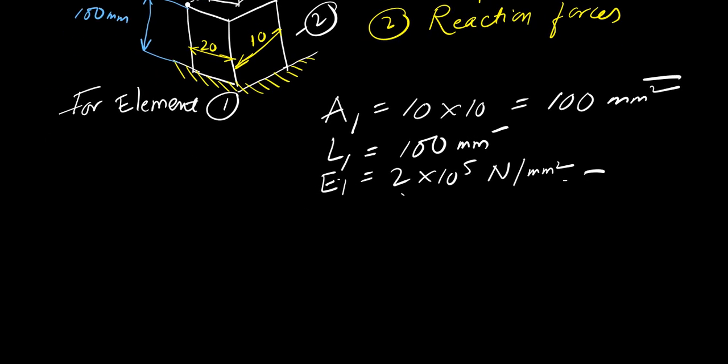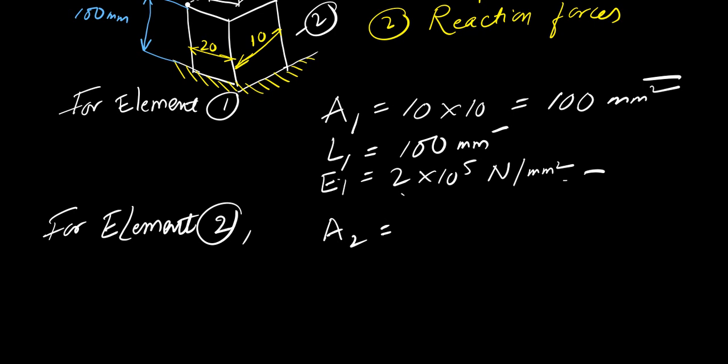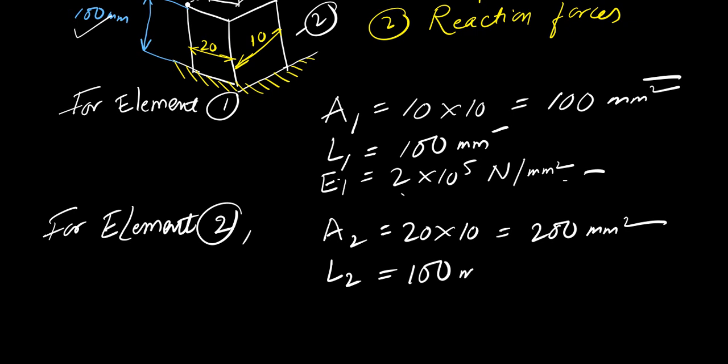Now after calculating element 1, we go for element 2. A2 for this element 2 is 20 into 10, so it is 200 millimeter square. Then L2 is again 100 millimeter, whatever is the given value you have to take. Now E2 is again 2 into 10 power 5 Newton per millimeter square.